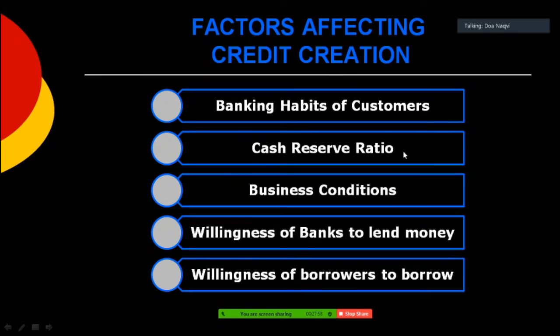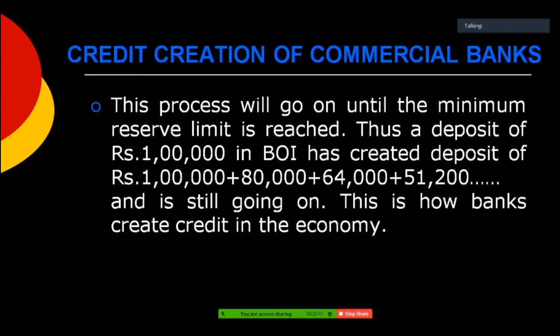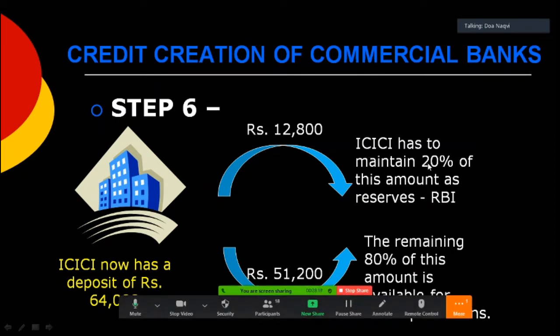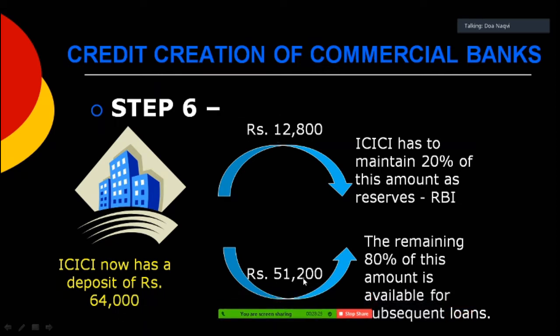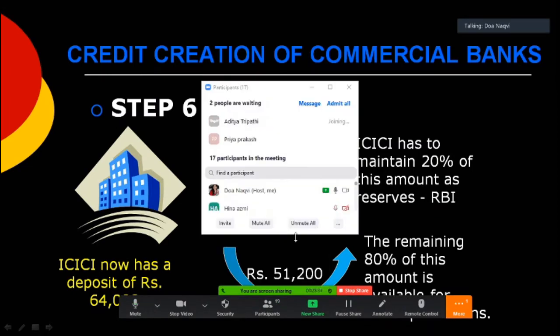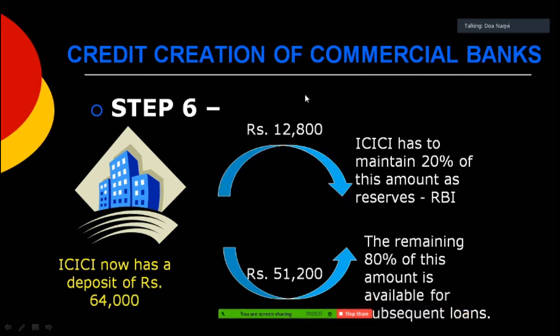Then the next is cash reserve ratio. If the RBI increases the cash reserve ratio, for example, from 20%, if the cash reserve now becomes 50%, then lesser amount of money will be available for subsequent loans. Are you understanding this factor? For example, in our case, when the 20% of the loan is being kept as a cash reserve, then 51,000 is being available for subsequent loans. Now, if RBI increases this CRR to 50%, so 32,000 will need to be now kept in the reserves. And only 32,000 will be available for subsequent loans.